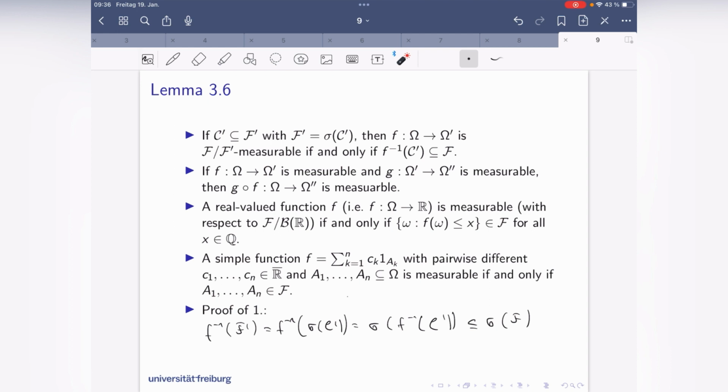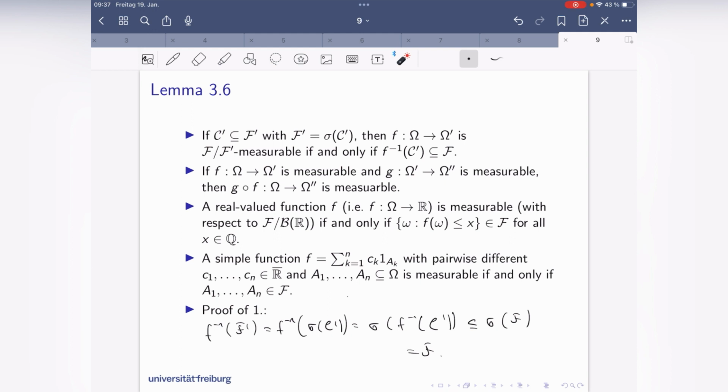First of all, I have an if and only if here. One direction is clear anyway: if it's measurable, then this must be the case. And we're just showing that if this is the case, then the function is measurable. So this is a subset of F, and that's the reason for this subset. And what is sigma of F? Well, F is a sigma algebra anyway, so this equals F. Now I have shown that F to the minus 1 of F prime is a subset of F, which is what I wanted to have.